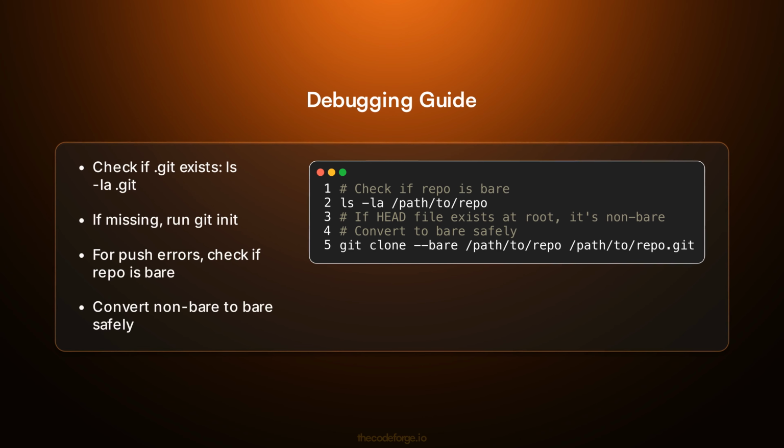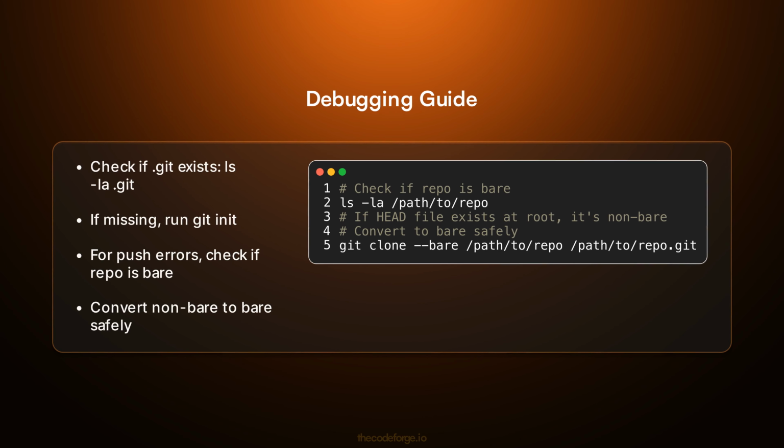When things go wrong, start by checking if .git exists. For push errors, SSH into the server and verify the repo is bare. Convert safely with git clone --bare.